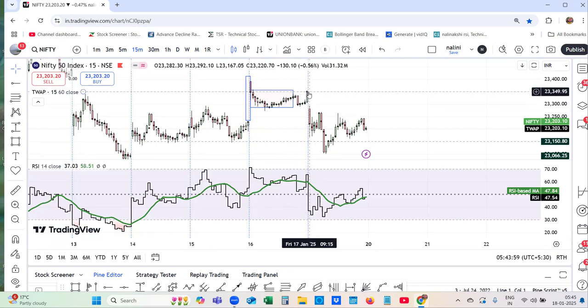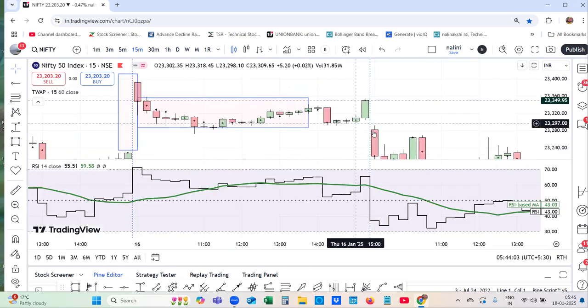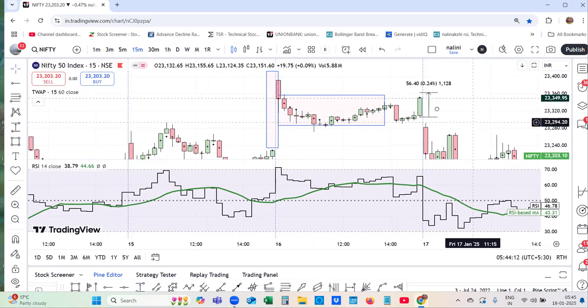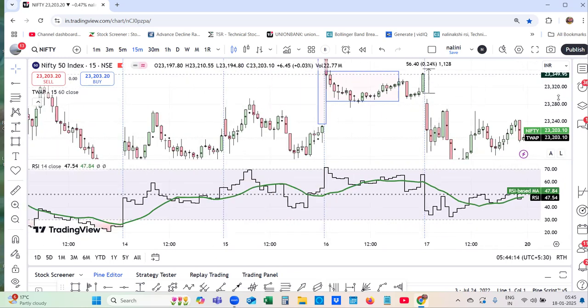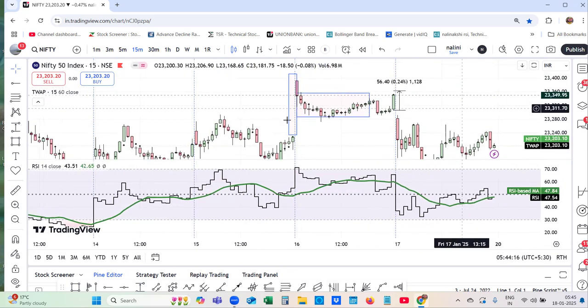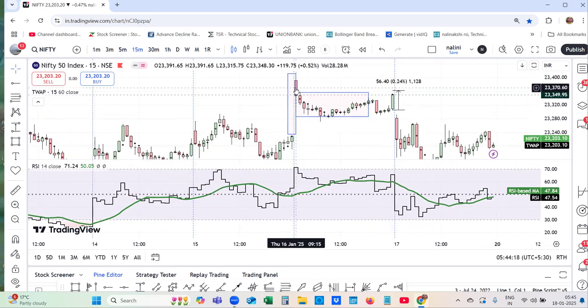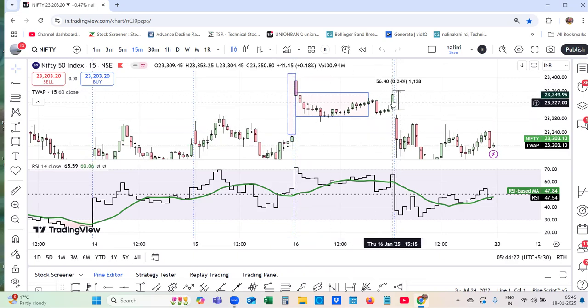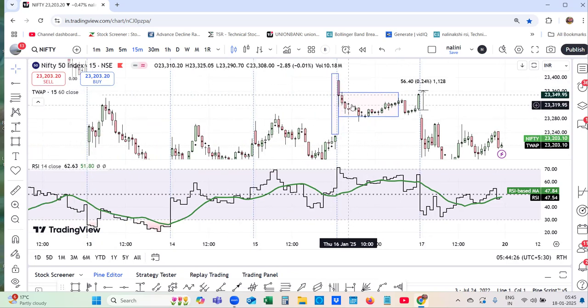Big green candle. You can see if I measure the range of this candle, it's 56 points. A single candle presenting 56 points, that is a volatility spike. This was also a volatility spike. So it made a volatility spike resembling the half Batman pattern. It's like a Batman.